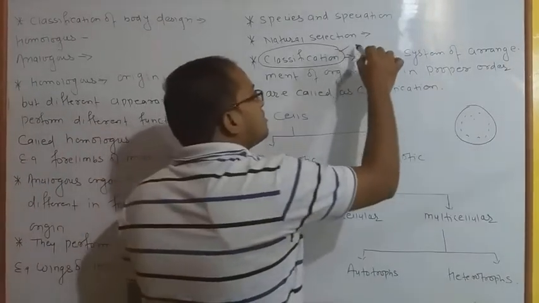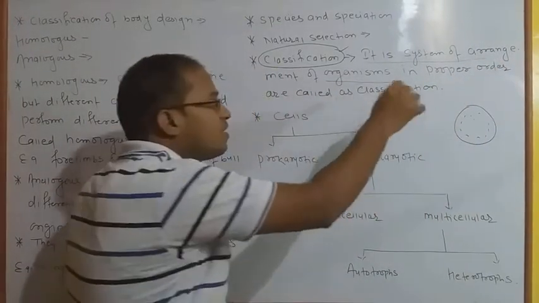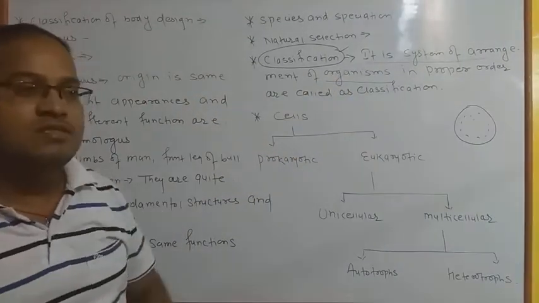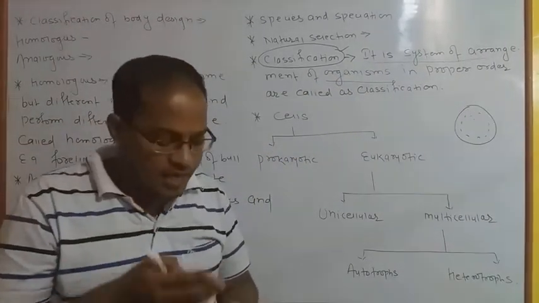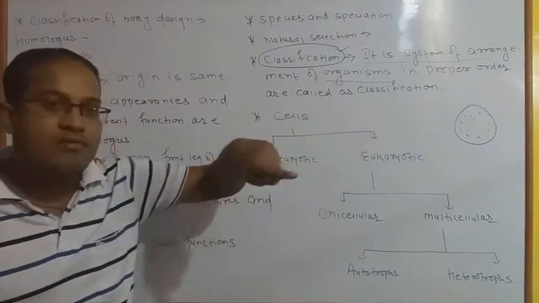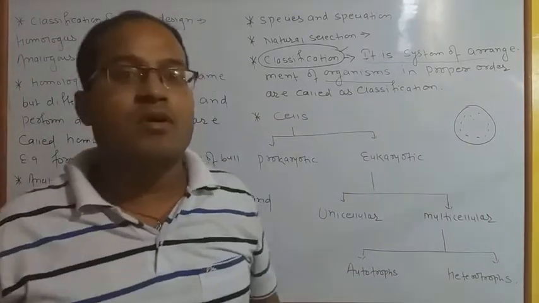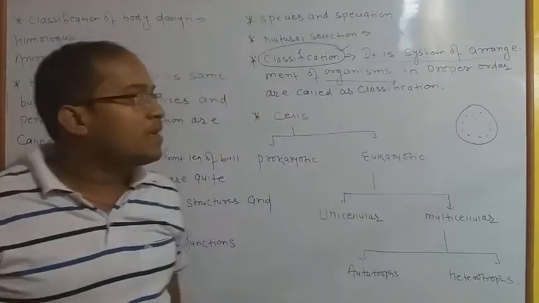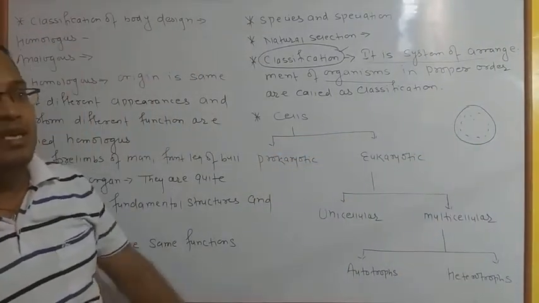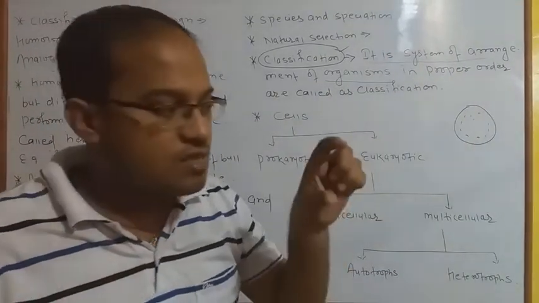Classification means it is a system of arrangement of organisms in a proper order. Okay, it is a system of arrangement of organisms, meaning arranging any organism in a proper order. The order will be proper so that we can easily identify those types of organisms. This is what we know as classification, which is the most important factor for any human beings, plants and animals.